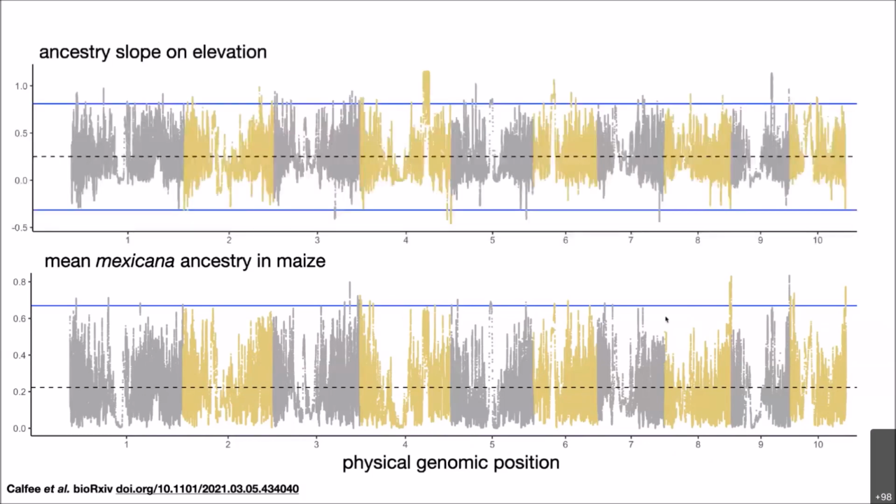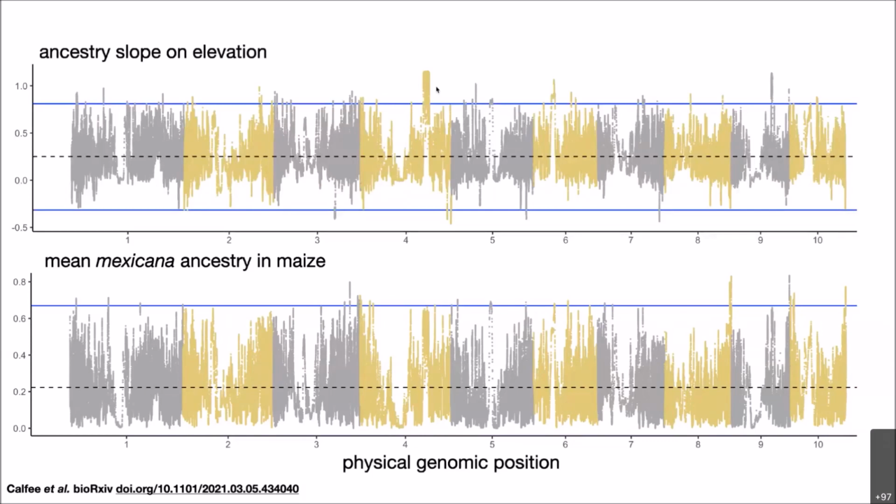We can also do an analysis of not just the total abundance of Mexicana ancestry, but whether we see a correlation between Mexicana ancestry and elevation that's stronger than we expect by chance. And we find a number of regions that pop out here, including this very obvious peak on chromosome 4, which is a known inversion polymorphism.